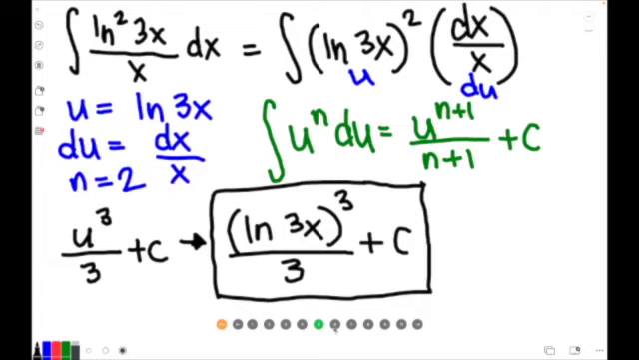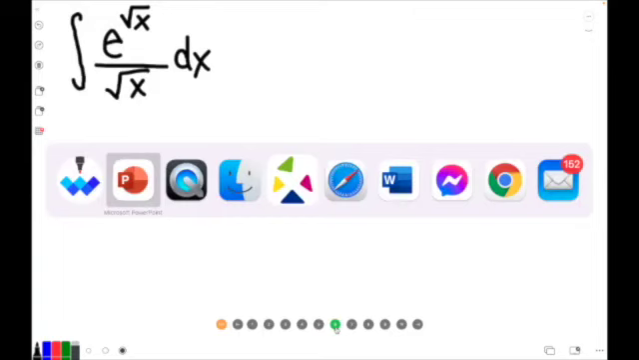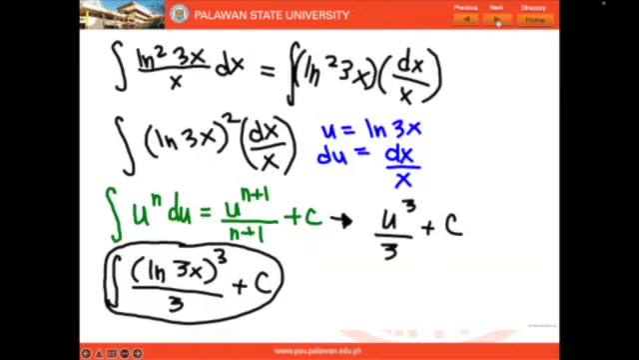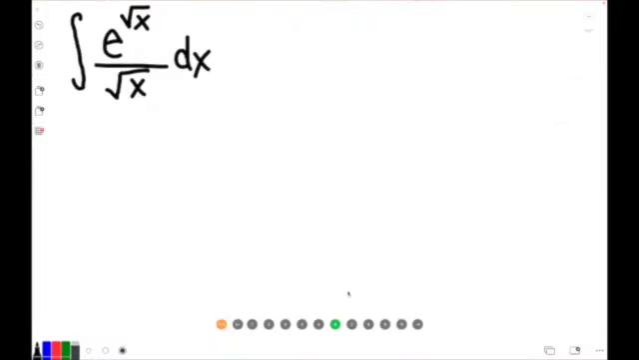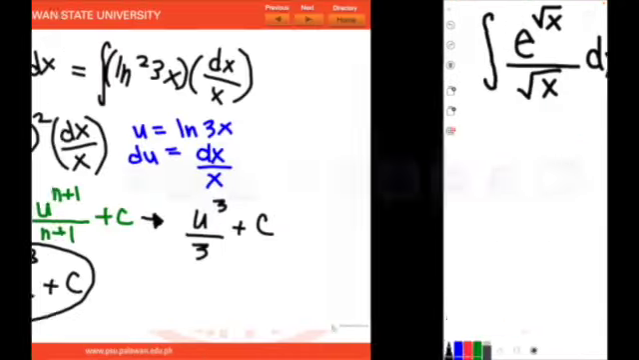Okay, so far that is 4 problems already. So let's go back to the slides and see if we did a correct job. Yeah, it's the same.